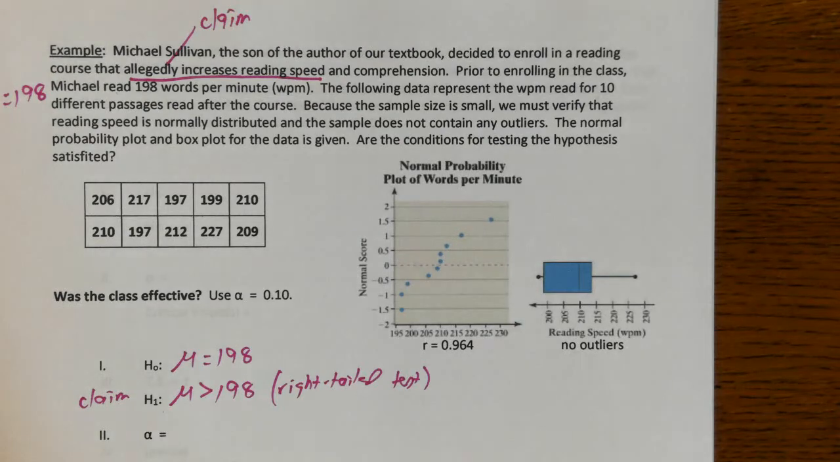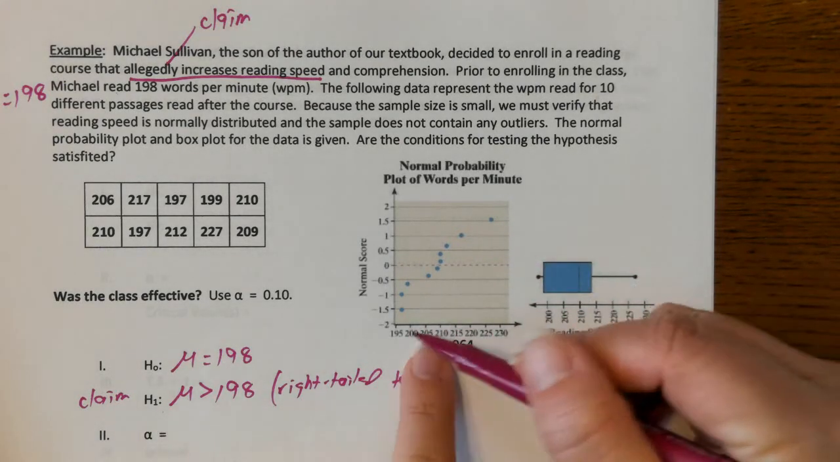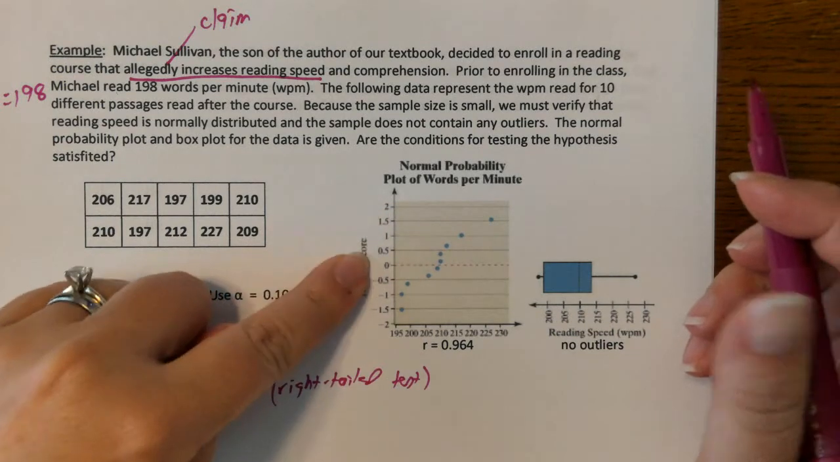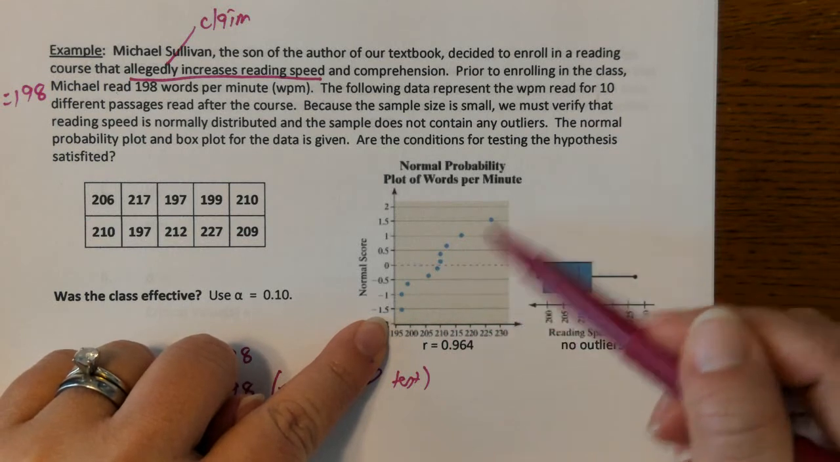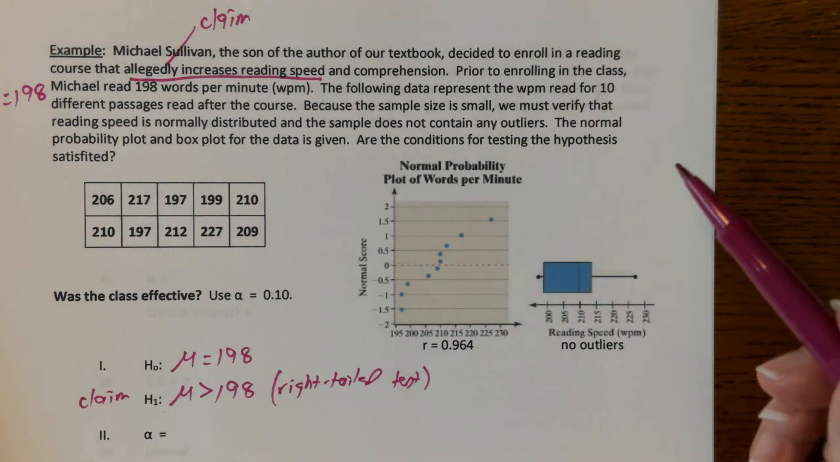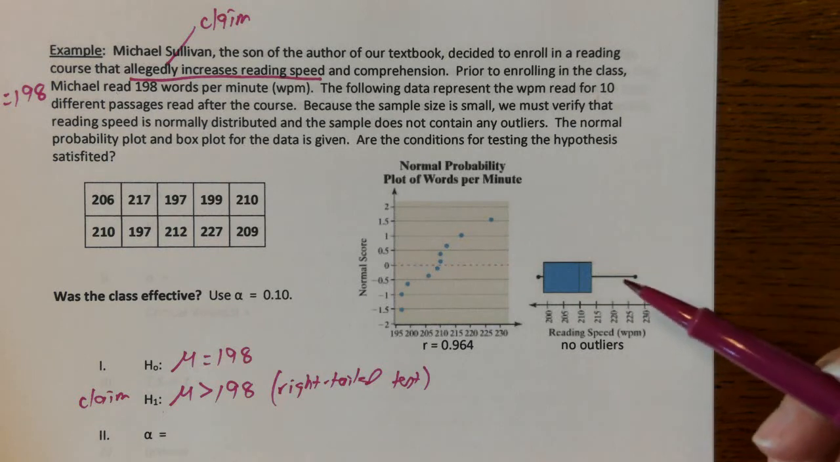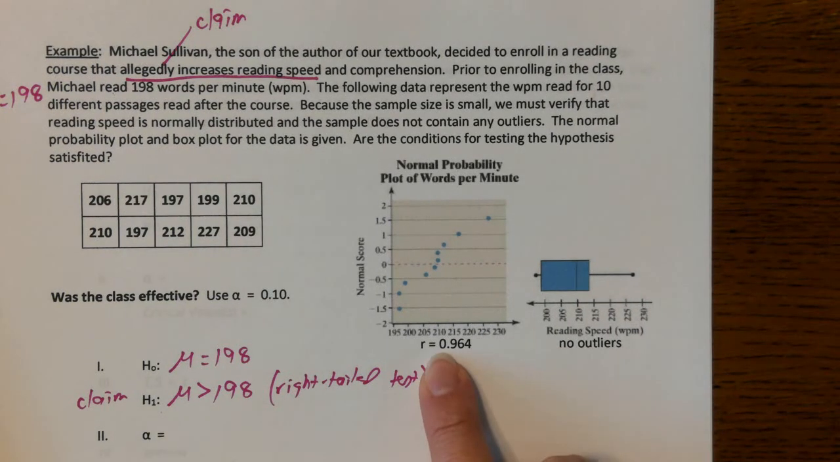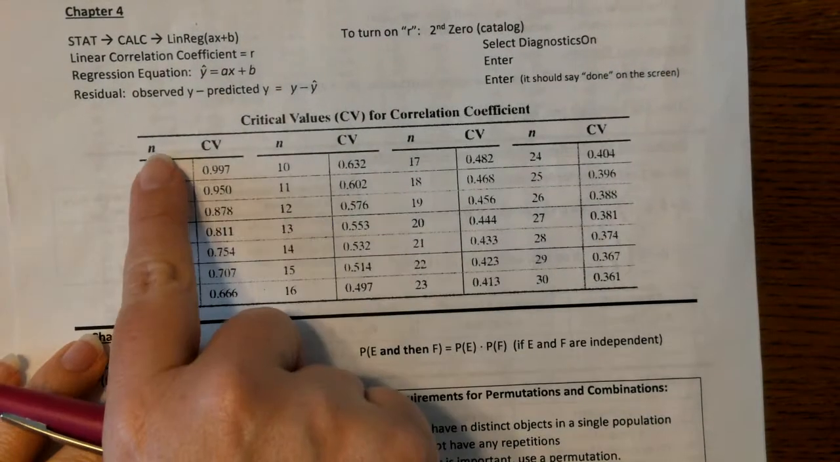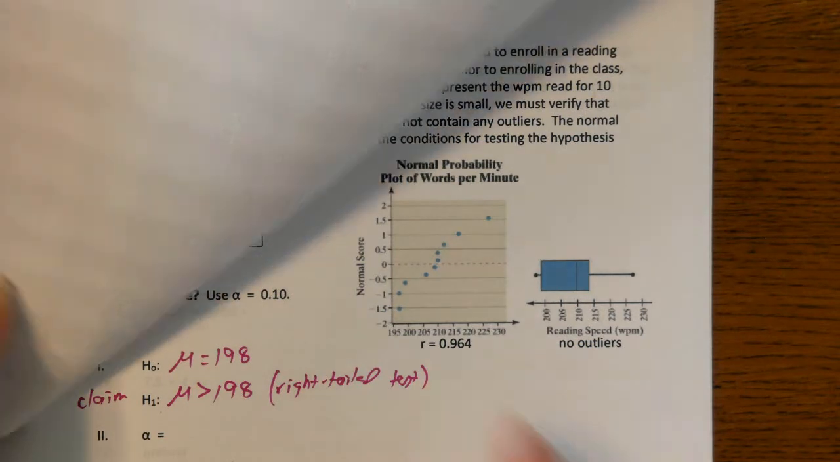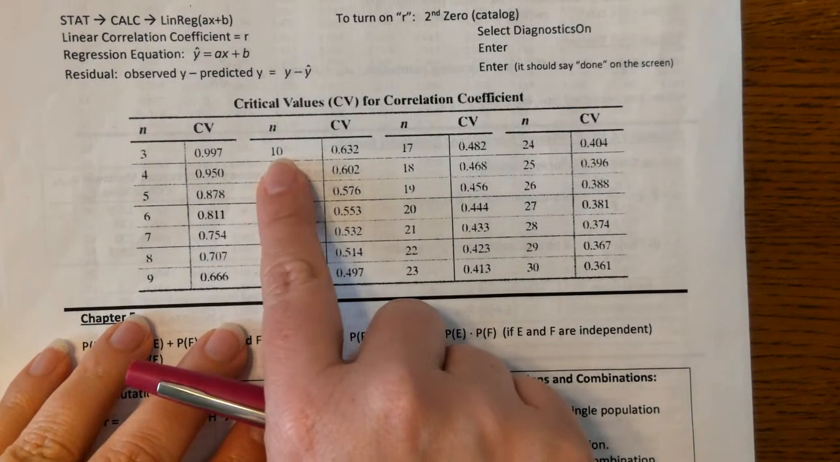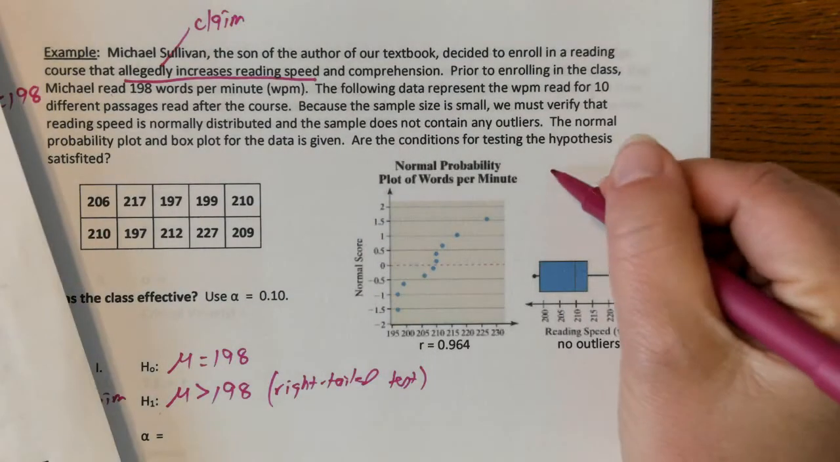In this QQ plot, remember they put the raw scores on the x-axis and the z-scores on the y-axis, and we want to see if it's a perfectly straight line. We studied that back in Chapter 4. It's not a perfectly straight line, but the question is whether it's close enough to a line that we can say it's fine. They tell us the r value is 0.964. Back in Chapter 4, we used this table and looked at our sample size, n, and our critical value, and compared it to that r value. With a sample size of 10, our critical value is 0.632.